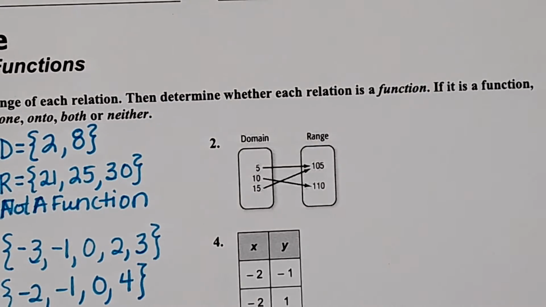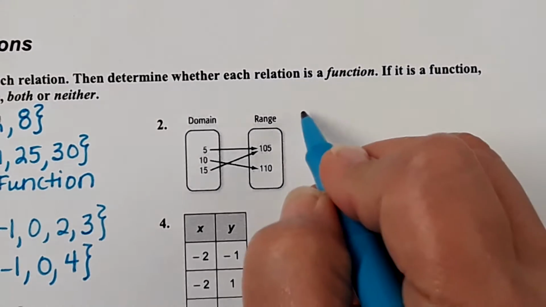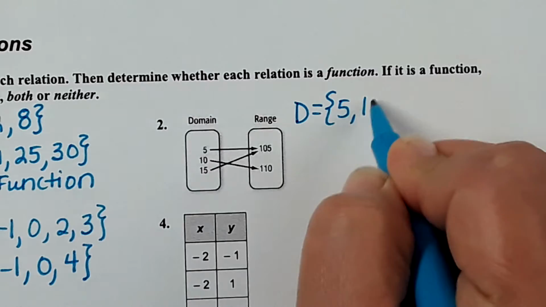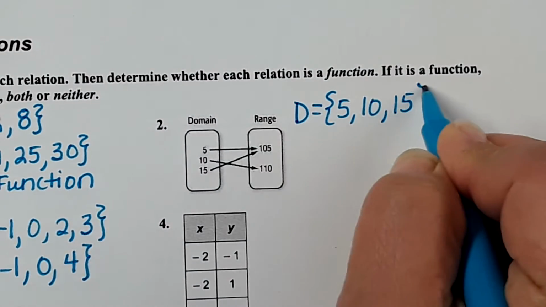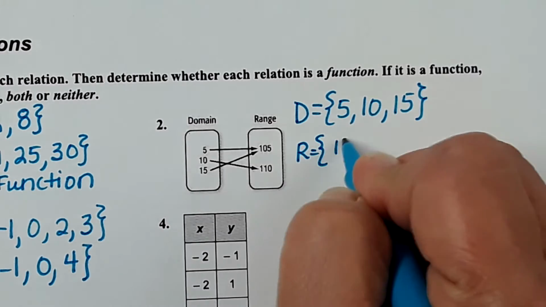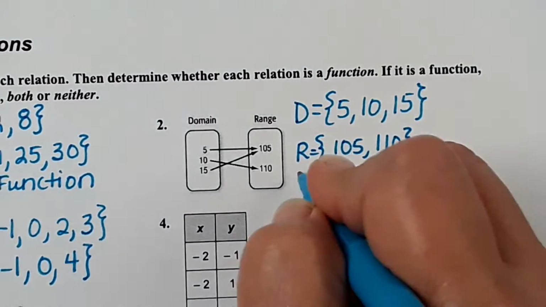Okay, let's look at number 2. What is the domain? 5, 10, 15. What is the range? 105, 110. Is it a function? Yes, onto.